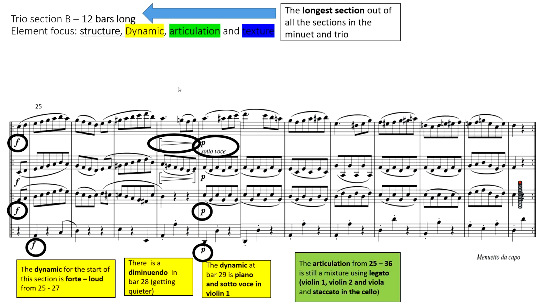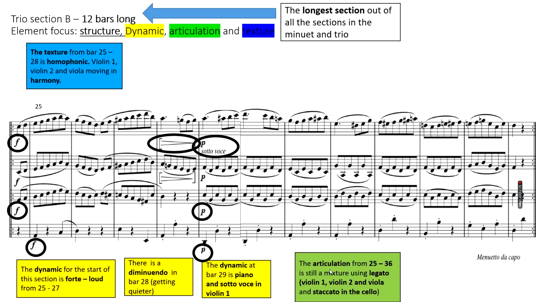In terms of the articulation, from bars 25 to 36, it's still a mixture of legato in violin 1, violin 2 and the viola, and you can see that with the arch that I'm just using my cursor on. So this is legato, so we play it smooth, and staccato, which is used in the cello, and you can see the dot, which is above or below the note. That tells us to make it detached.